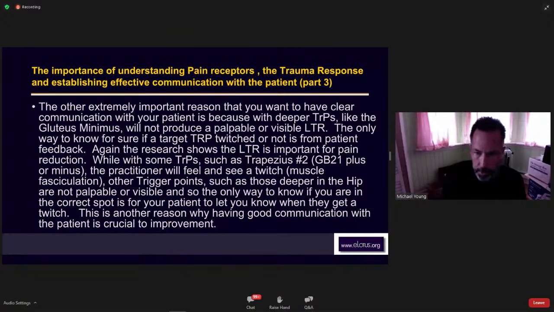Again, certain points like gallbladder 21 or trap number 2, you will see it and you will feel it. It'll twitch, it'll fasciculate. So with that one, communication isn't important to know whether it twitched or not, but to know whether it hurt or not, that is important. And again, deeper ones in the hip often are not visible. Usually they're not visible. And so getting the patient to communicate is key.